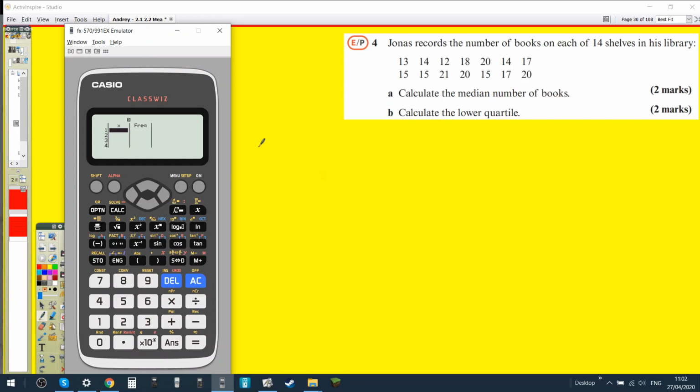And I probably wouldn't even bother with frequency. Just say the frequency is one for everything. I think 15's got two or three. So I'd probably just put in 15, 15, something like that, because they're not in order. Yeah.